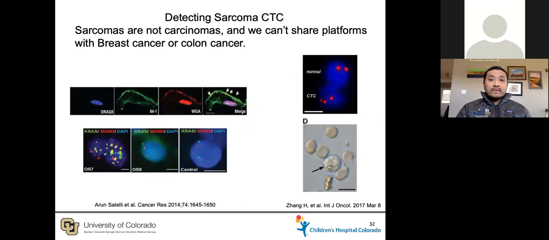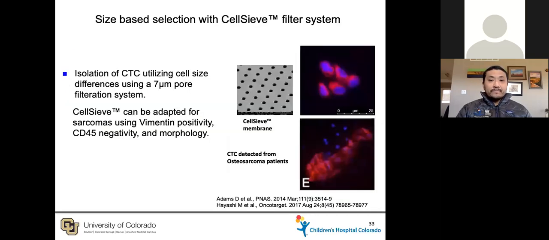So this is the challenge: sarcomas aren't carcinomas, and we can't share the same platform. We can't use the same markers like EpCAM to find CTCs. Our approach has been using size-based selection with this CellSieve filter system, which has a 7-micron pore and can directly process peripheral blood without much pre-processing. So this can be adapted for sarcomas. It was initially published in carcinomas, but we quickly found that we could adapt it for sarcomas using vimentin positivity and CD45 negativity to find these giant cells that are floating in the blood.